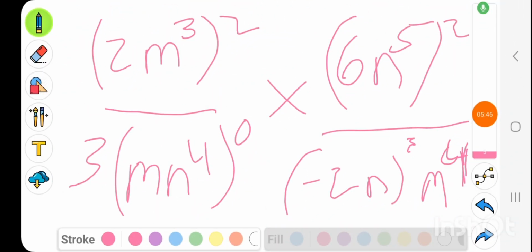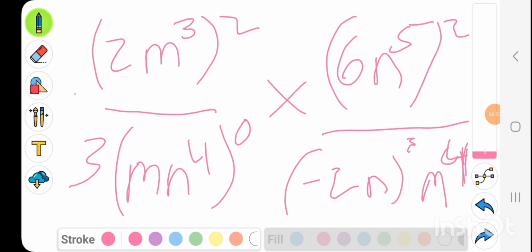Okay, guys, we are back with the second example. If you can't read my handwriting, I'll just say it out for you because it seems a little bit messy. So here we go. On the first fraction, the numerator is brackets 2m cubed squared. So brackets 2m cubed, all squared.